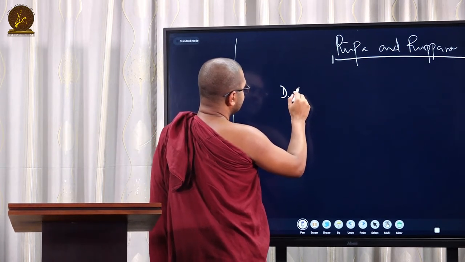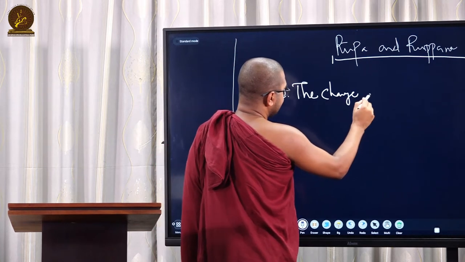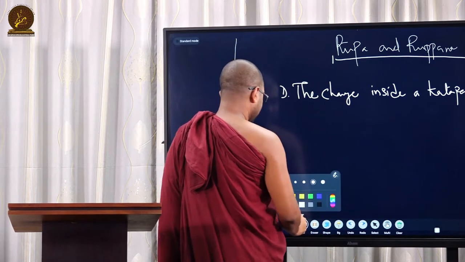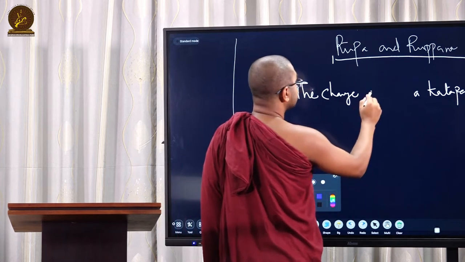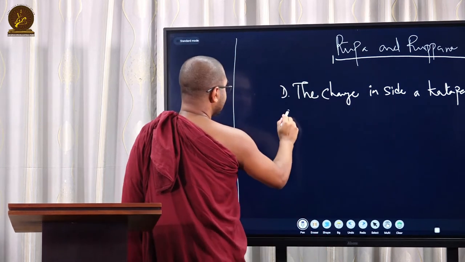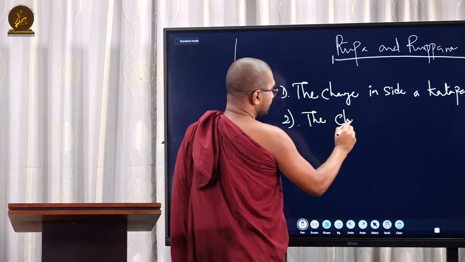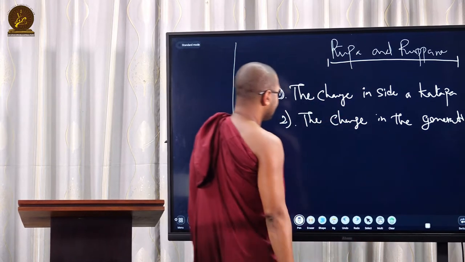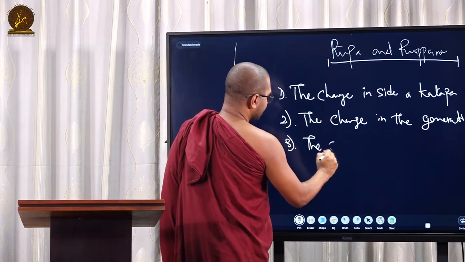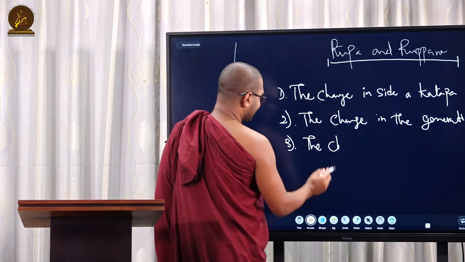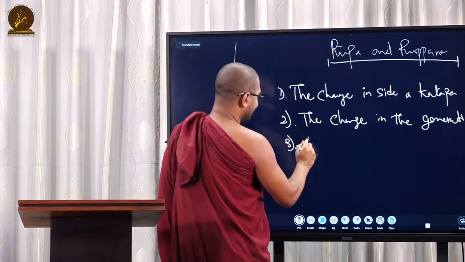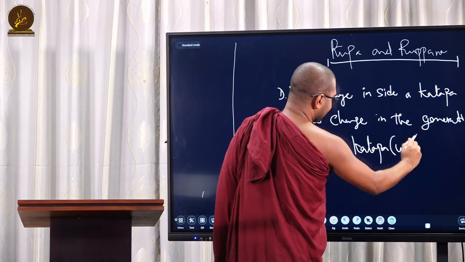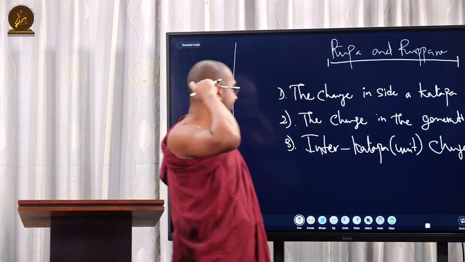First is Kalapabhantara, the change inside a Kalapa. A change which happens inside a Kalapa. Then a change which happens in the generation. The change in the generation. Then we also talked about inter-unit change. I better use that word, because I had a suggestion, rather than say inter-unitary, inter-unit, or inter-kalapa otherwise. Inter-kalapa or inter-unit. Unit is a kalapa. Change which happens in between kalapas.